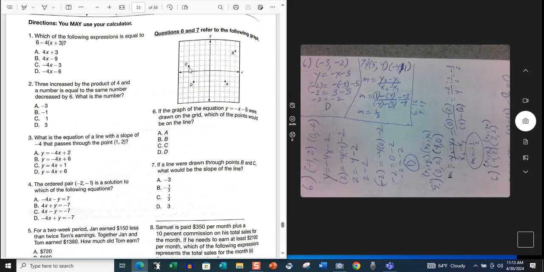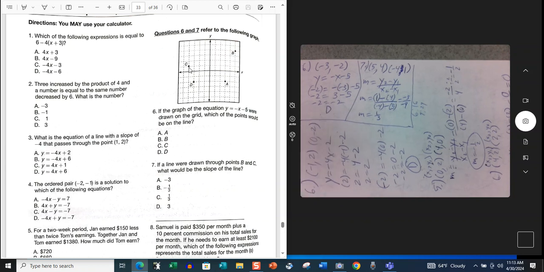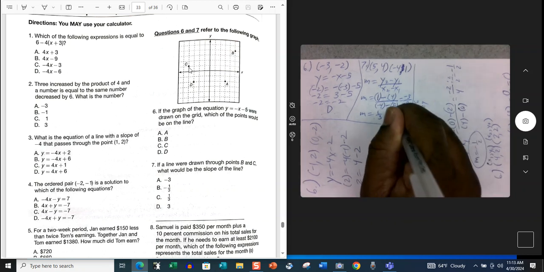Now, we're not done with this problem yet. We have our slope, but we need at least one more point in order to do what we did in number 6. But they just asked us what was the slope. So we found the slope as being positive 1/3. So we're actually done, and that would be C.